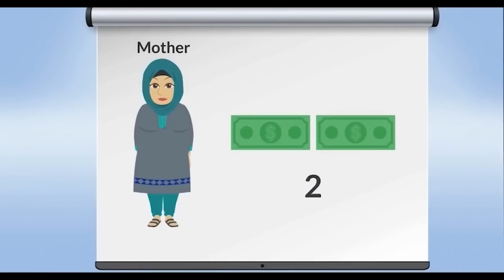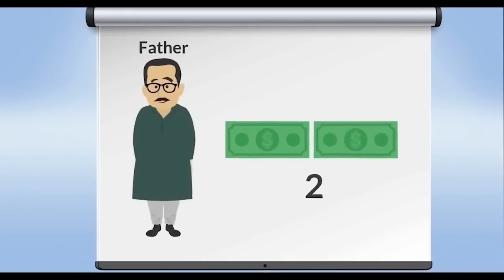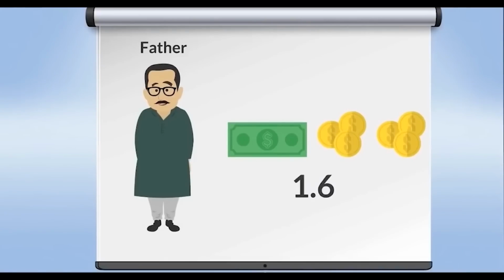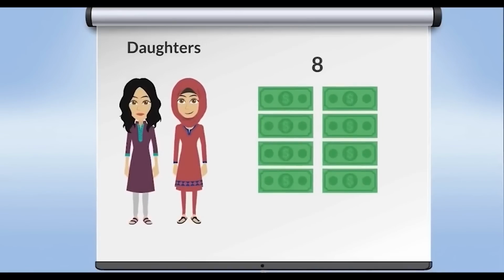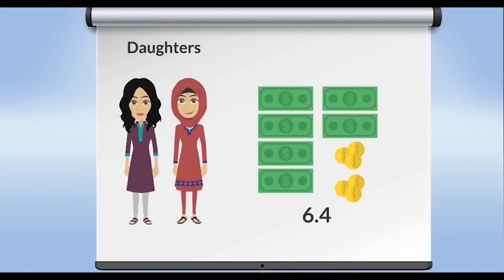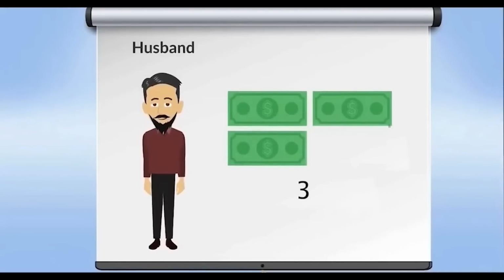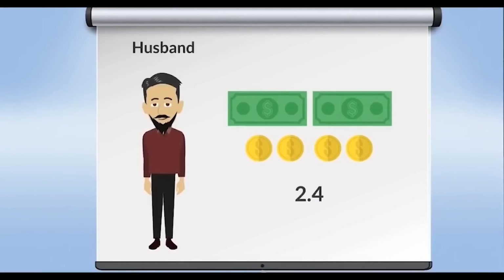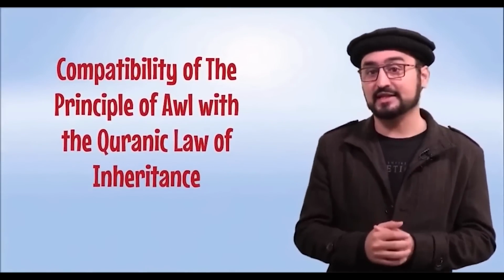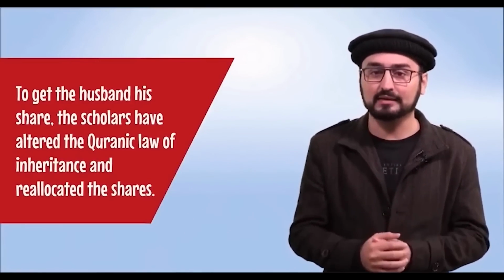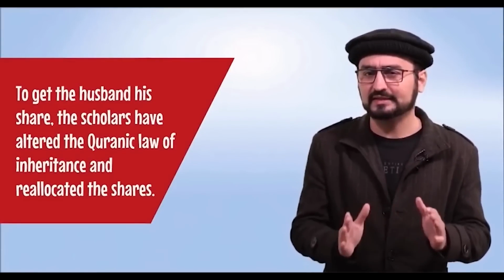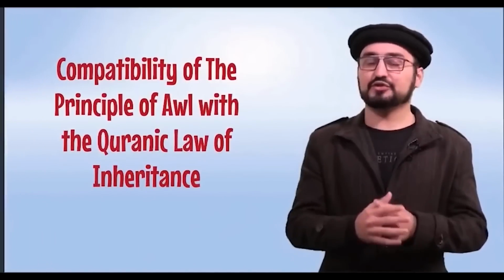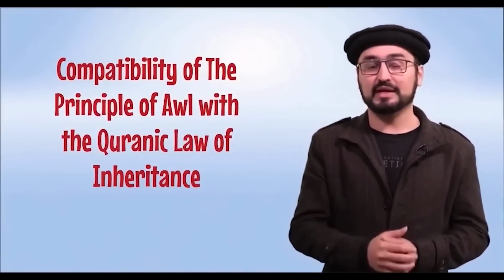According to the Quran, the mother was originally to receive 2 rupees. Under this solution, she now receives 1.6 rupees. The father's share is similarly reduced. The daughters, initially due 8 rupees, now receive 6.4 rupees. The husband, who was to receive 3 rupees, is now given 2.4 rupees. Thus, prior to awl, the issue was that one heir, the husband, was being deprived. But after adopting this principle, all heirs are now deprived of their full shares according to the traditional scholars' own interpretation of the Quran. In effect, to give the husband his share, the very law of inheritance has been altered and all shares have been modified.